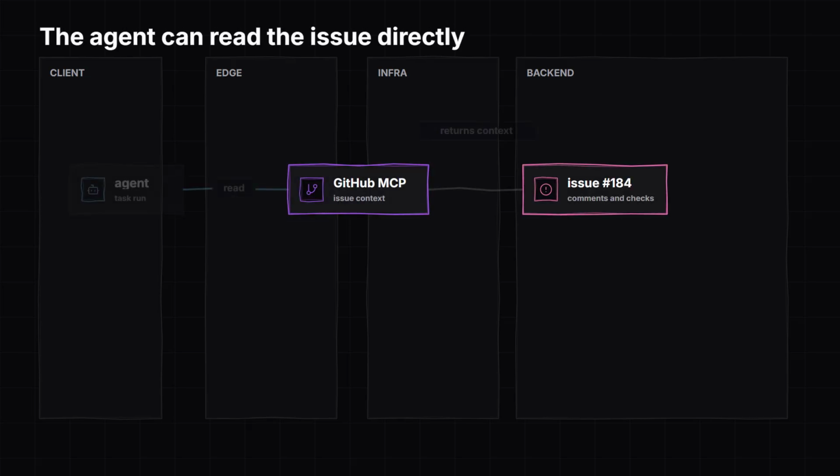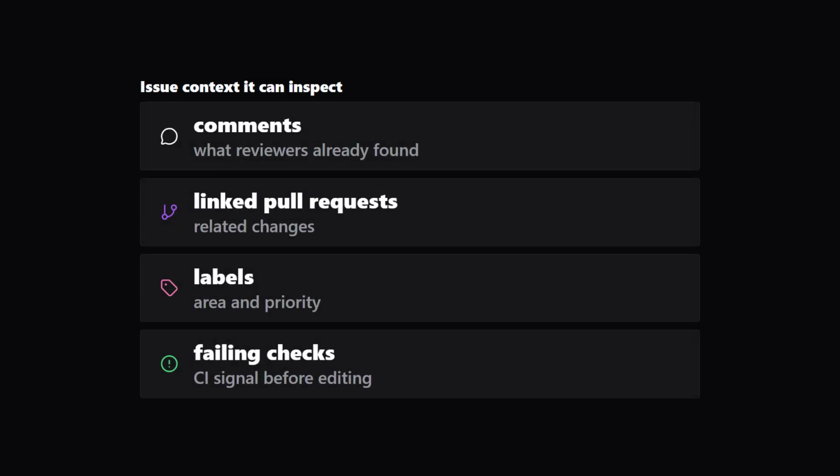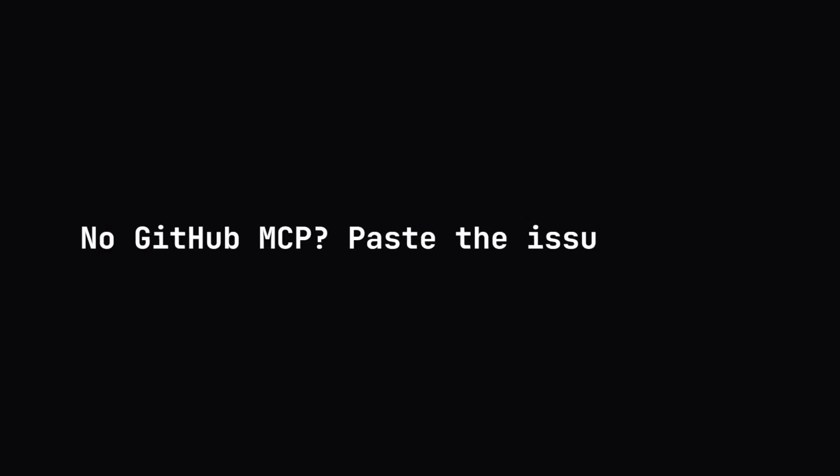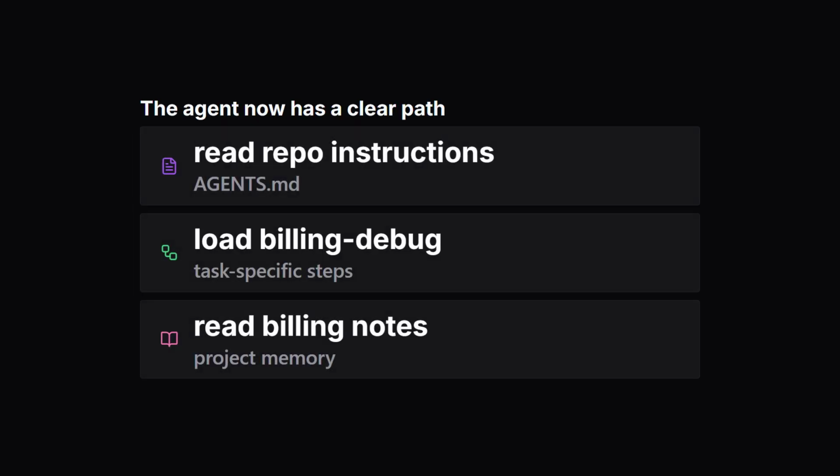If you have a GitHub MCP connected, the agent can also read the issue directly. It can inspect the comments, linked pull requests, labels, and failing checks. If you do not have a GitHub MCP, you can paste the issue text manually. The rest of the workflow still works. The agent now has a clear path.